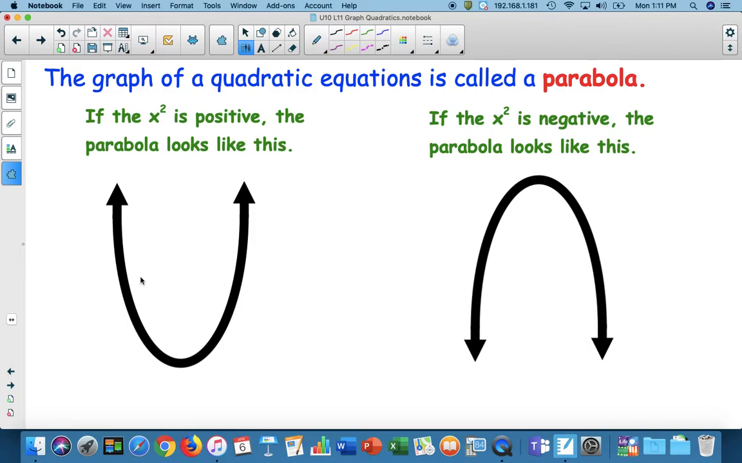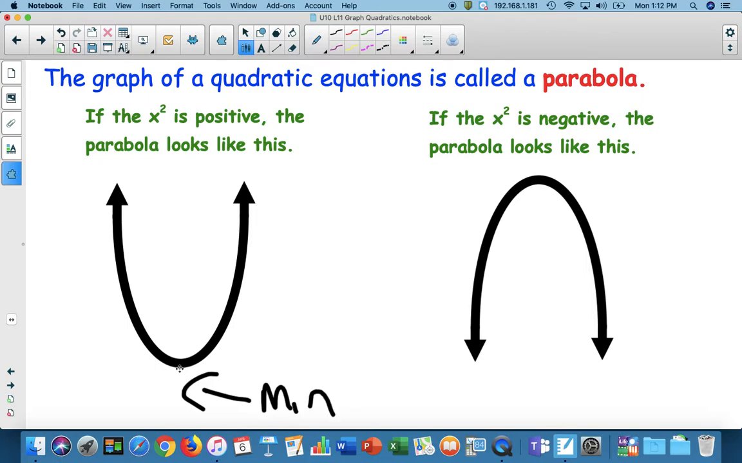Hey bud, calm down. When the opening is going up, as you can see right here, we have a U shape where the two arrows are going up, and there's nothing going in the bottom direction. It has what we call a minimum point down here. That means it doesn't go any lower than that point.